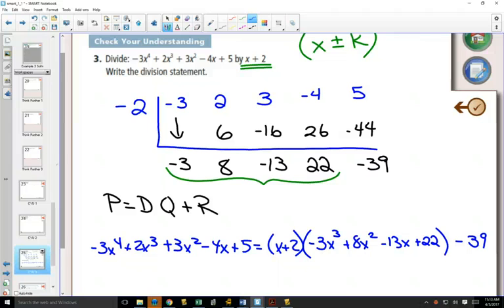Questions you can do for practice, and we are going to practice this a little bit because synthetic division and long division is sort of the basis for this whole unit, are 8, 9, 11, and 12.